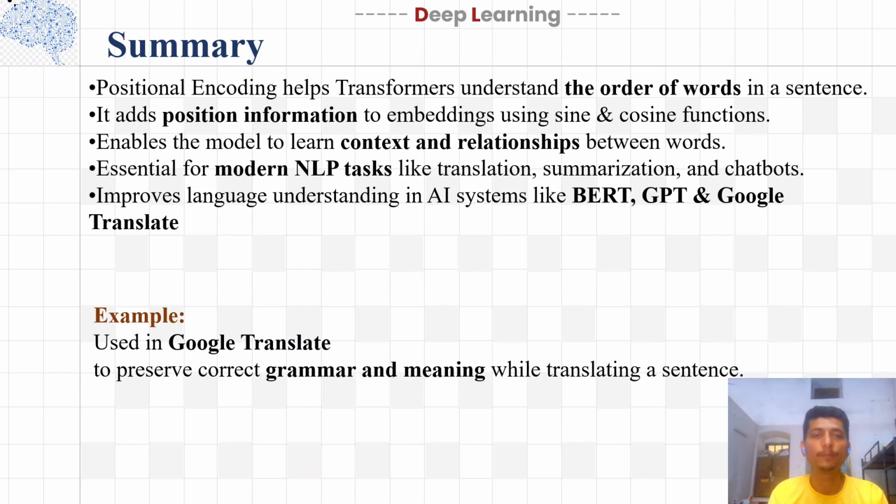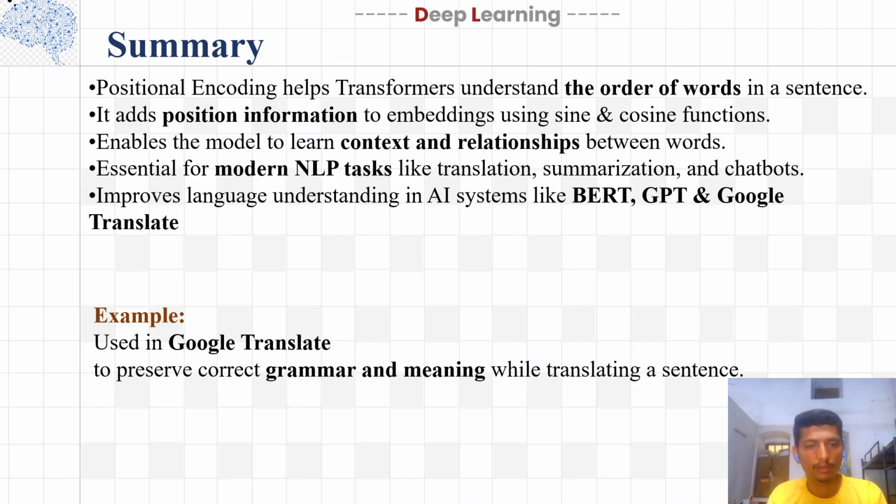So let's see the summary. Positional encoding helps the transformer understand the order of words in a sentence, and it adds positional information to embeddings using sine and cosine functions. It enables the model to learn context and relationships between words. It is essential for modern NLP tasks like translation, summarization, and chatbots. It improves language understanding in AI systems like BERT, GPT, and Google Translate. Also, it is the base for all GPTs and LLMs.